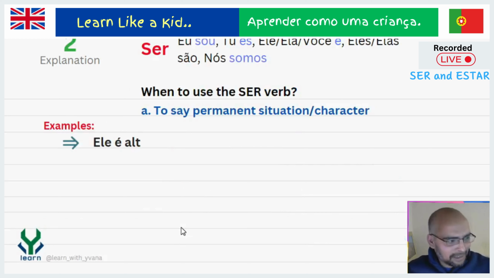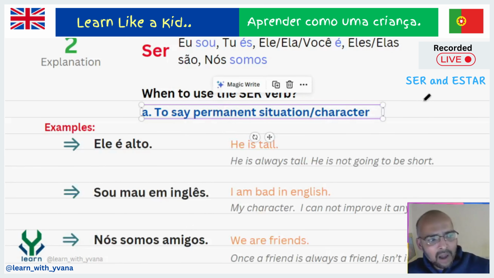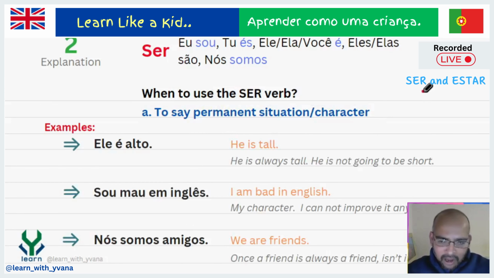And now we will start learning when we use the verb ser and when we use the verb estar. First and most important, you all know that we use ser to say something about a permanent situation, right? Whatever is permanent, it is your condition or situation or your location, whatever that is permanent. And yes, Pratima, you are right, for temporary action we use estar, but there are also other ways, okay. Normally, for a permanent situation or character, we use ser, and for a temporary situation, we use estar.